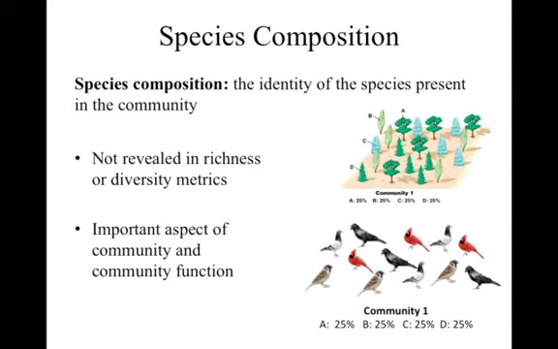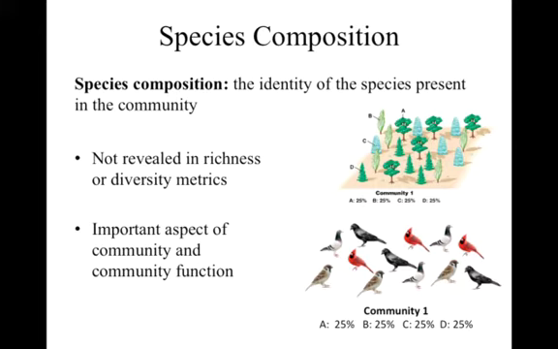If I take a look at those two communities, community one with the plants and community one with the birds, both of these communities have the same richness. They both have 4 species. They actually have the same evenness because there's 25% of each of the 4 species in both communities. But obviously, just looking at these two communities, the bird community and the tree community, I know they're different.